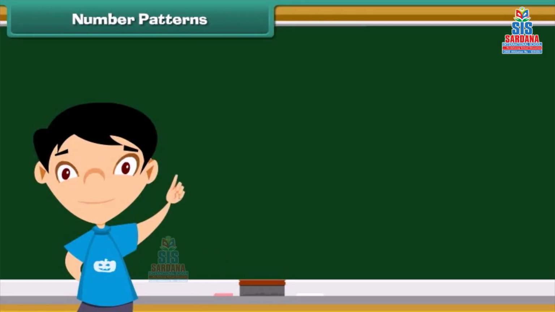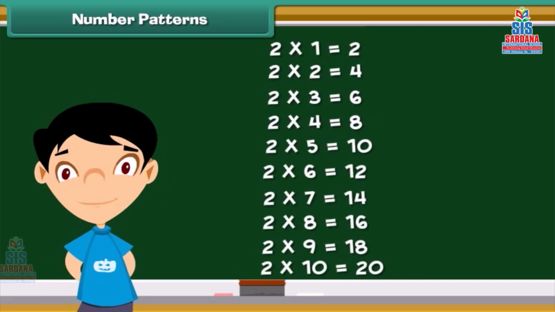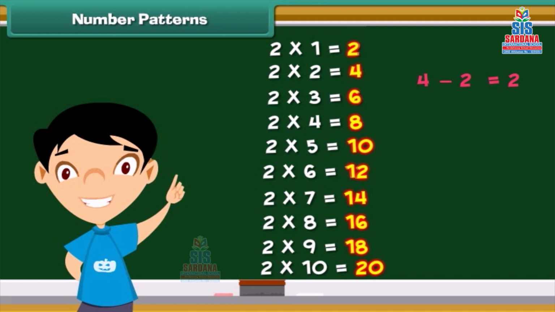Let us now make some patterns using numbers. We start with tables of 2. Look at the series 2, 4, 6, 8, 10, 12, 14, 16, 18, 20. These numbers are arranged in a way that difference between two consecutive numbers is always 2.